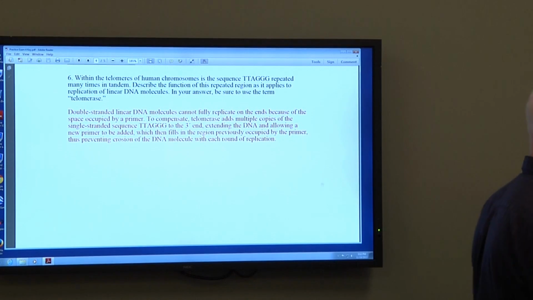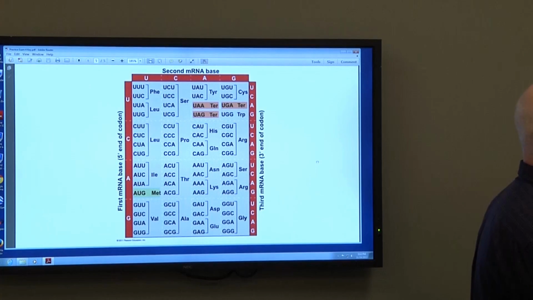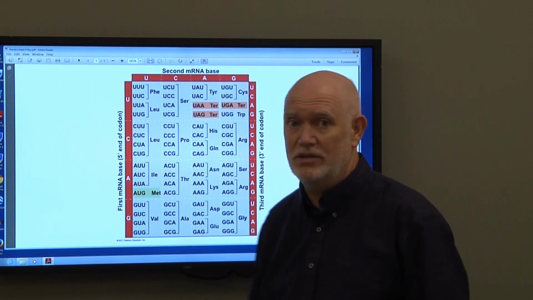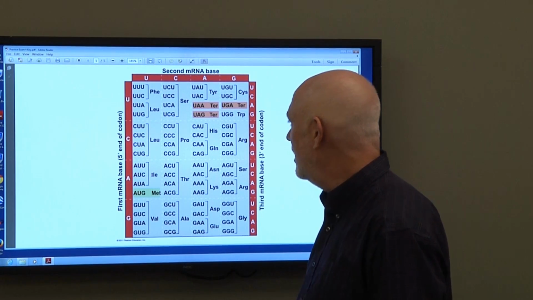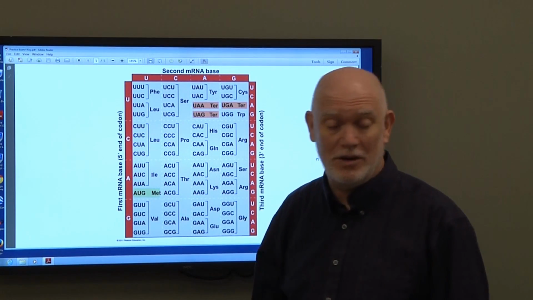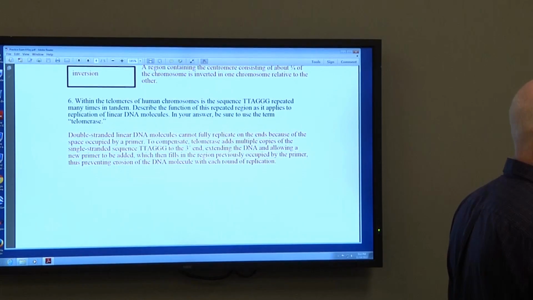Okay, that takes us to the end of the practice exam. This is the information that I will give you on your exam. I will give you the genetic code so that you can consult it. You certainly don't have to memorize what it is, but you do need to know then what the amino acids are in it. Notice too, let's go back to one of these questions here.